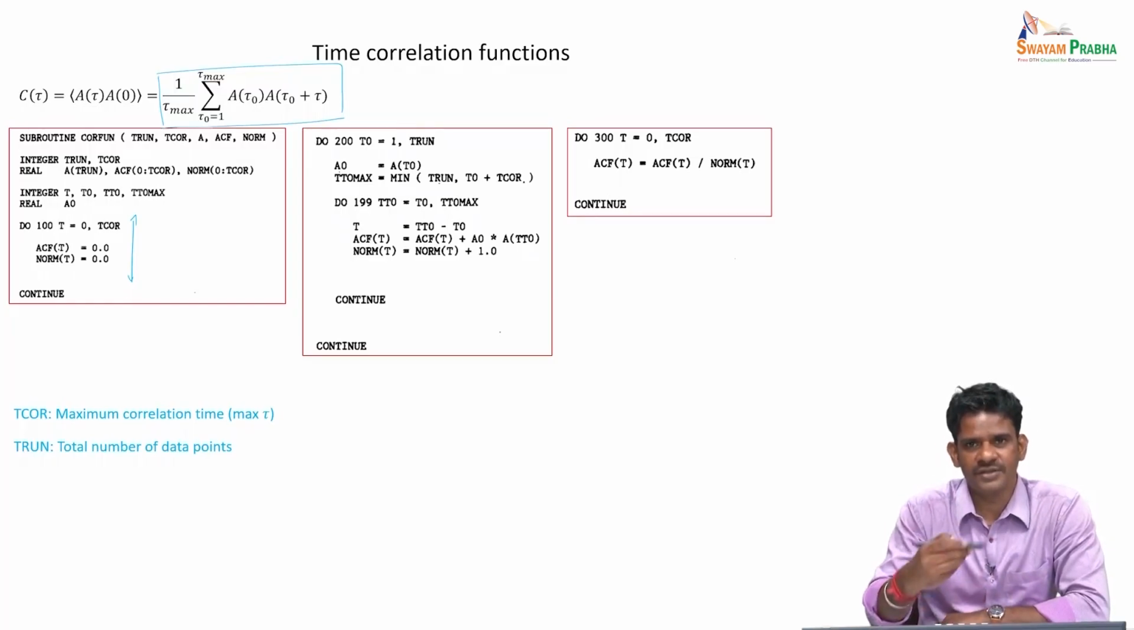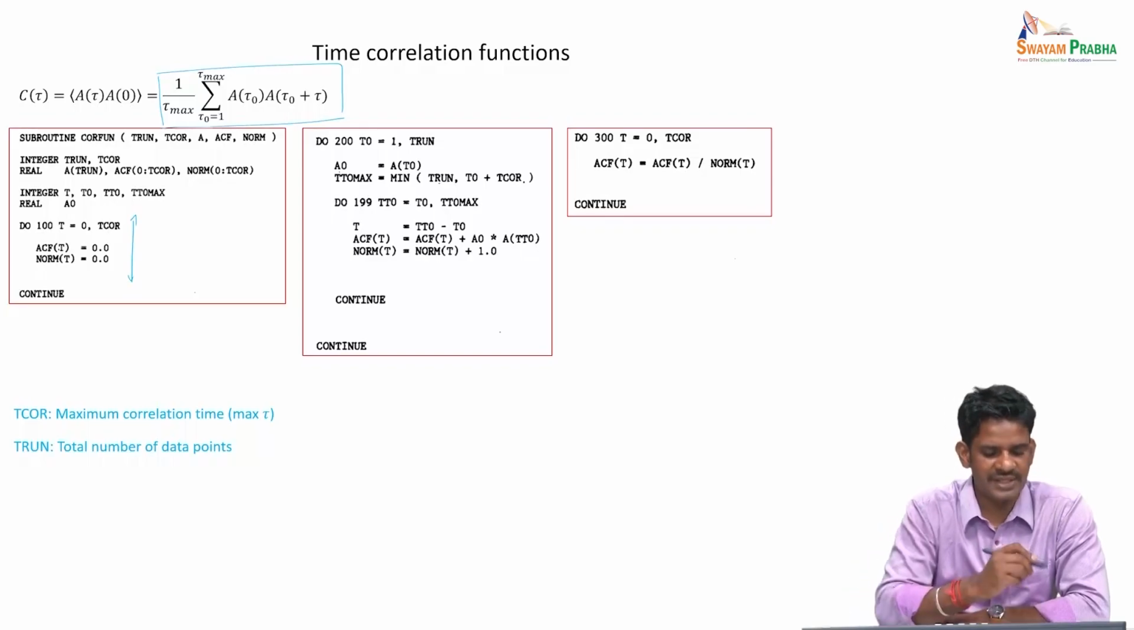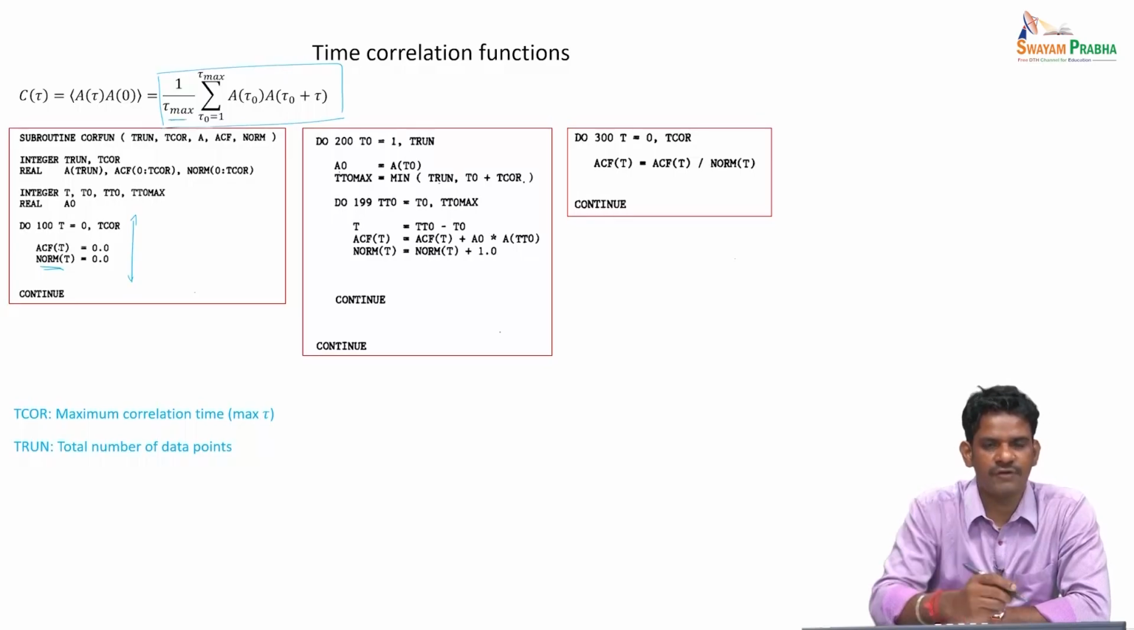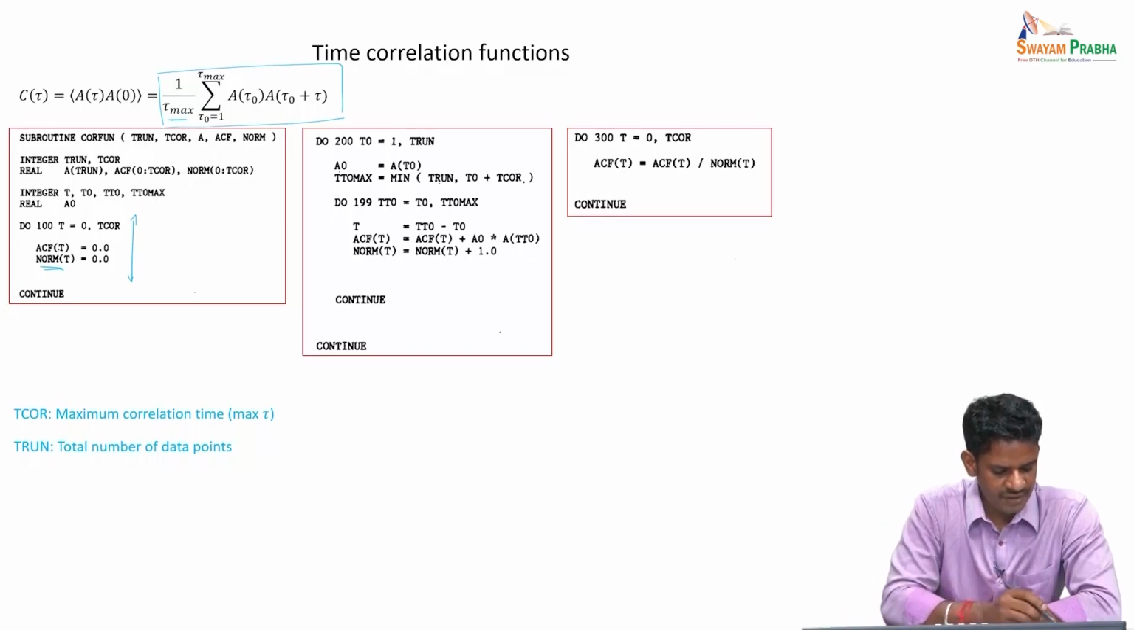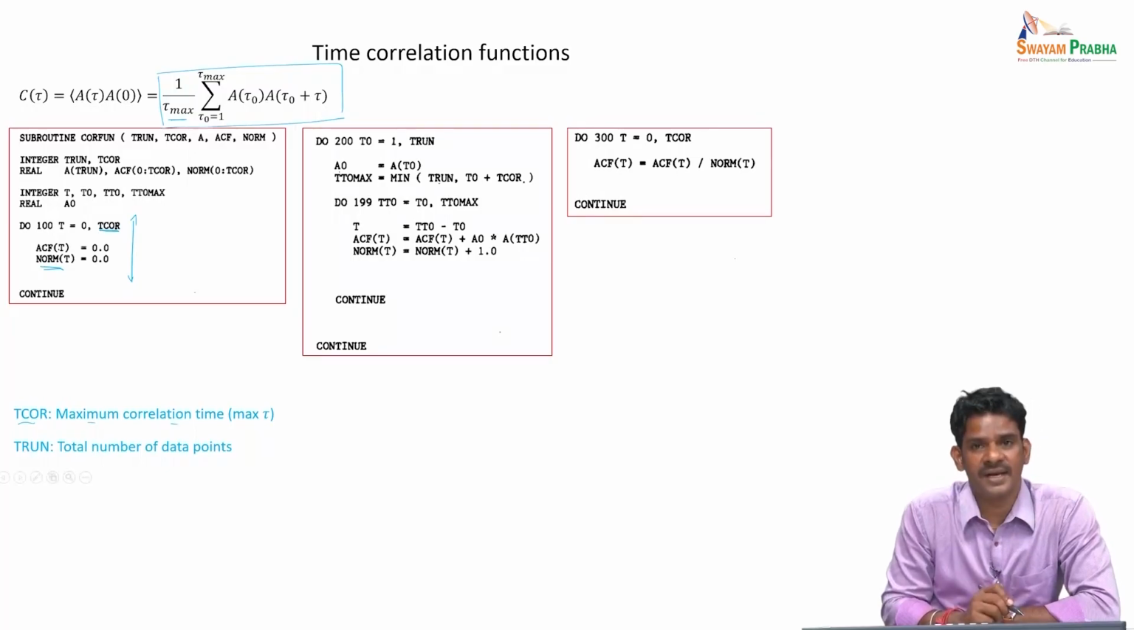So we are going to keep adding terms over and over. So we initialize them. This norm t here is basically the tau max, how many number of times that we add from a given set of data. So if you look at this, we define two variables. We call this t core. So this t core is nothing but the maximum correlation time that we want to calculate.